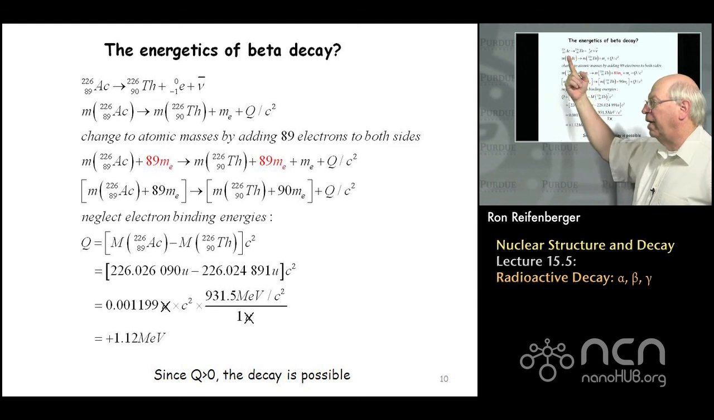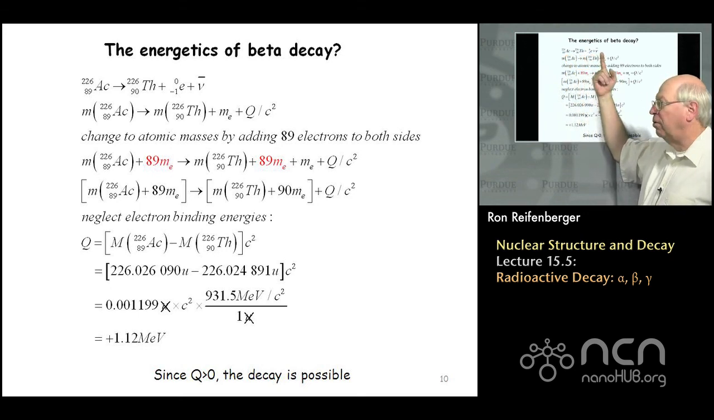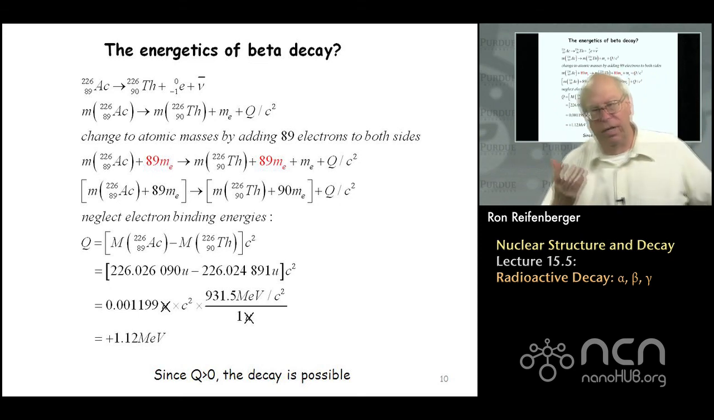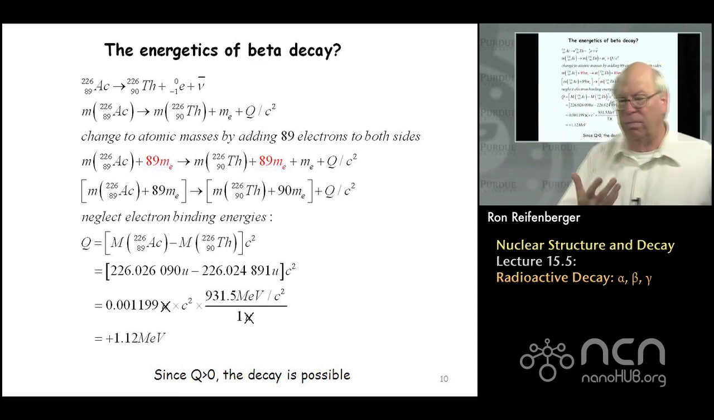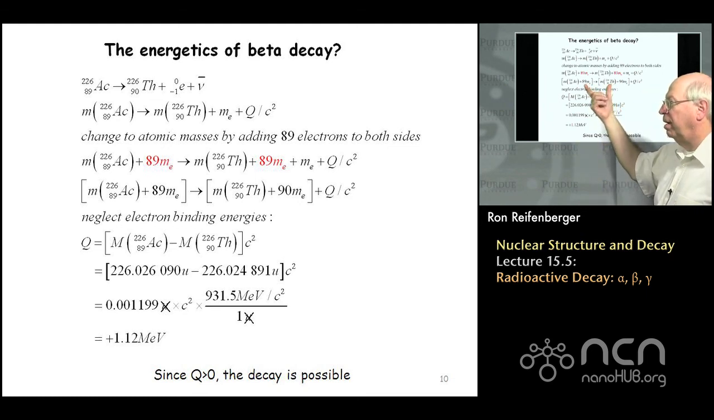In this particular case, we've got a nucleus actinium decaying into thorium, emitting a beta particle plus this antineutrino. We have to convert nuclear masses into atomic masses, and we do that by adding 89 electrons to both sides of the equation. We neglect the binding energy of these electrons because we argue that those binding energies are small compared to the millions of electron volts that the nuclei are bound by.